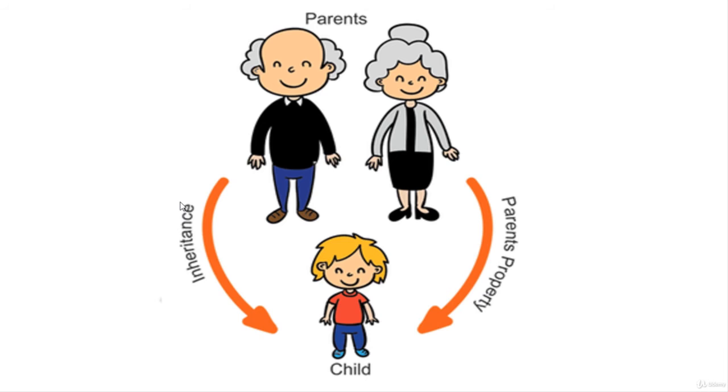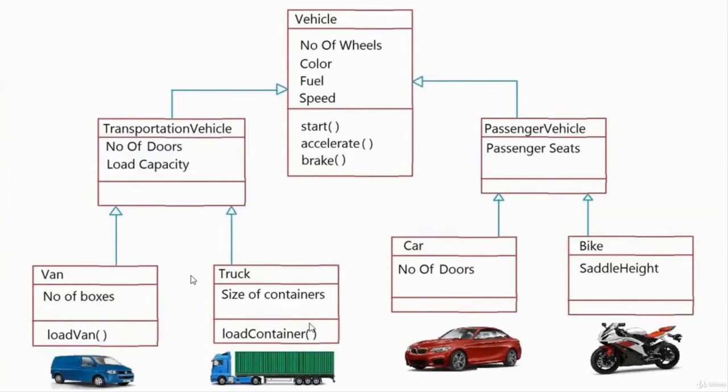Then we will learn about the core concept of inheritance. Inheritance means that you simply derive some of the attributes or some of the functionality from your parent class. This is a real life example, where you have parents and you can get eye color from your parent, hair color from your parent, or height from your parent. This is called inheritance.